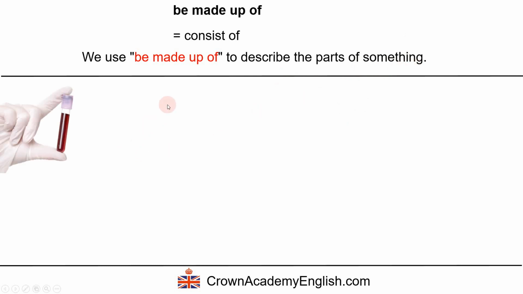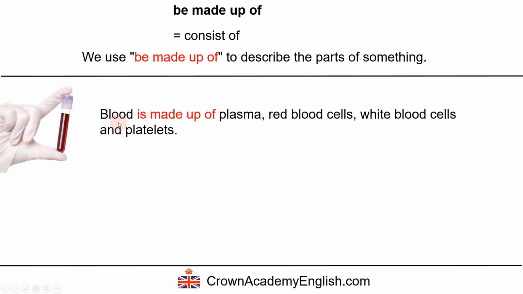Example, in science, we can describe blood. Blood is made up of plasma, red blood cells, white blood cells, and platelets. Okay, so this is the list of the parts of blood. Is made up of. So this is the verb be, is. So we have be and then made up of.